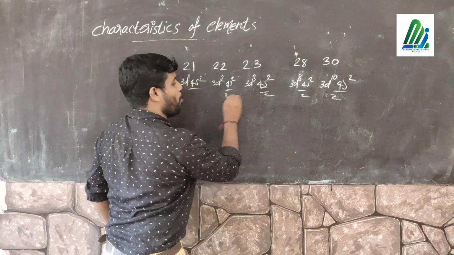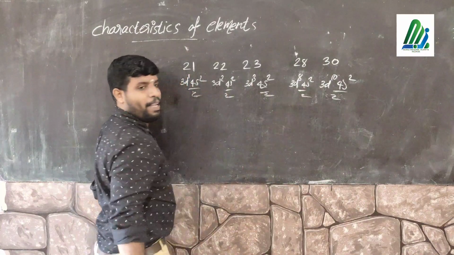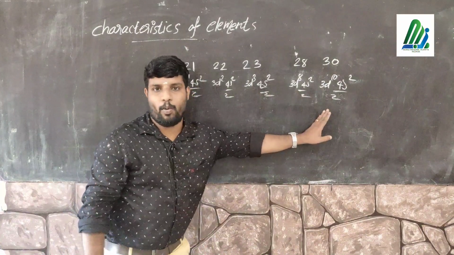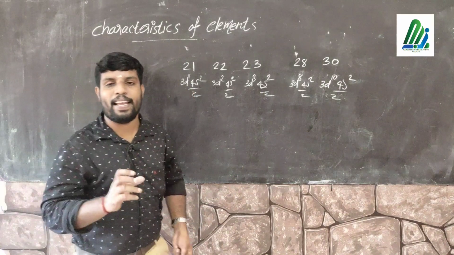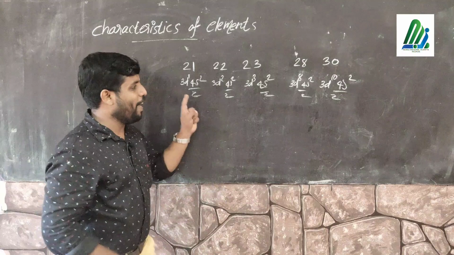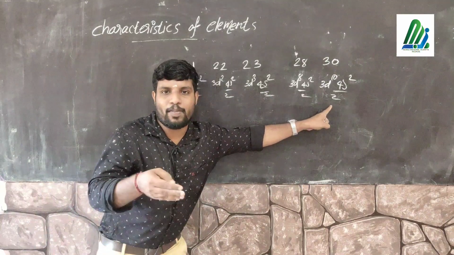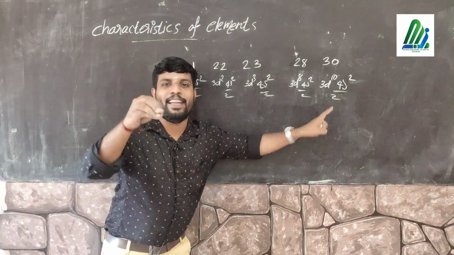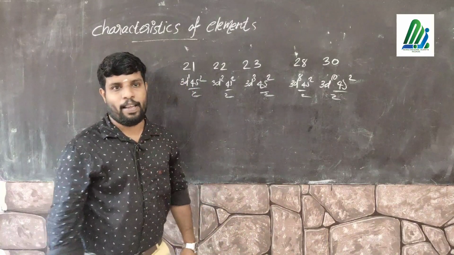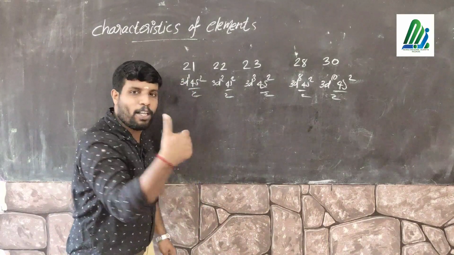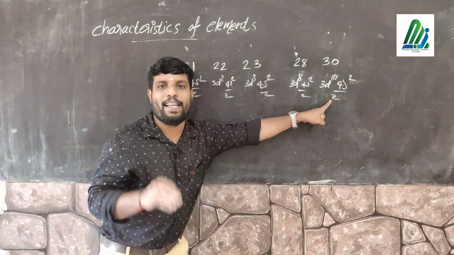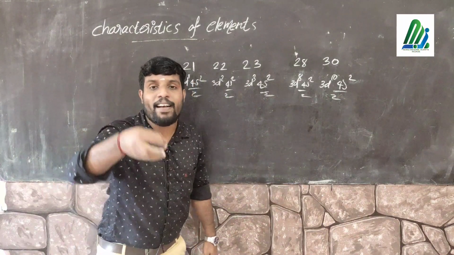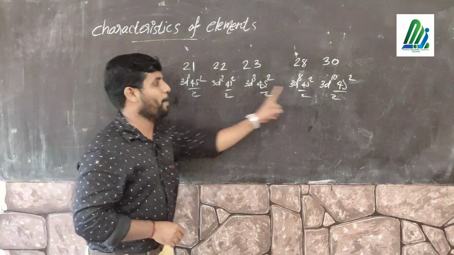Okay. So for all elements in the same period, their valence electrons are equal. If the valence electrons are equal, they show similarity along the period also. The valence electrons are equal, that's why they show similarity in their period. In a group they show similarity due to the number of valence electrons, and in the period also the number of valence electrons are equal.